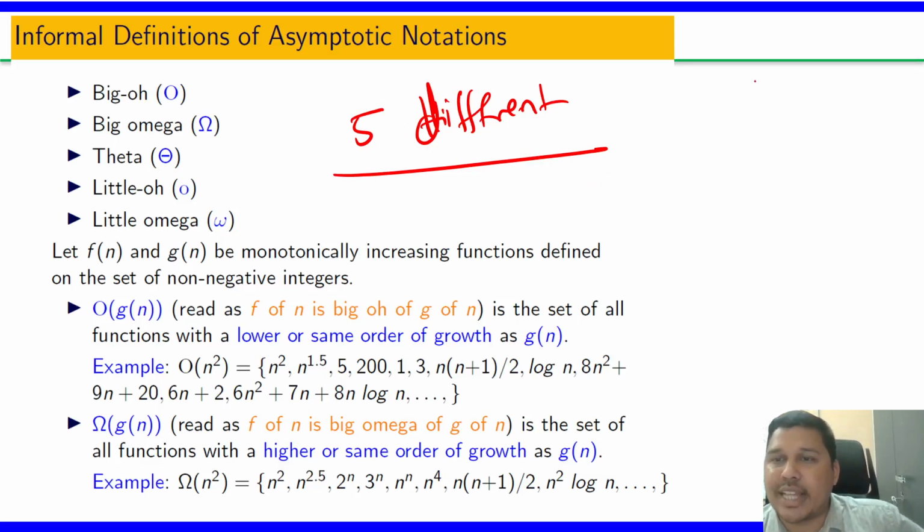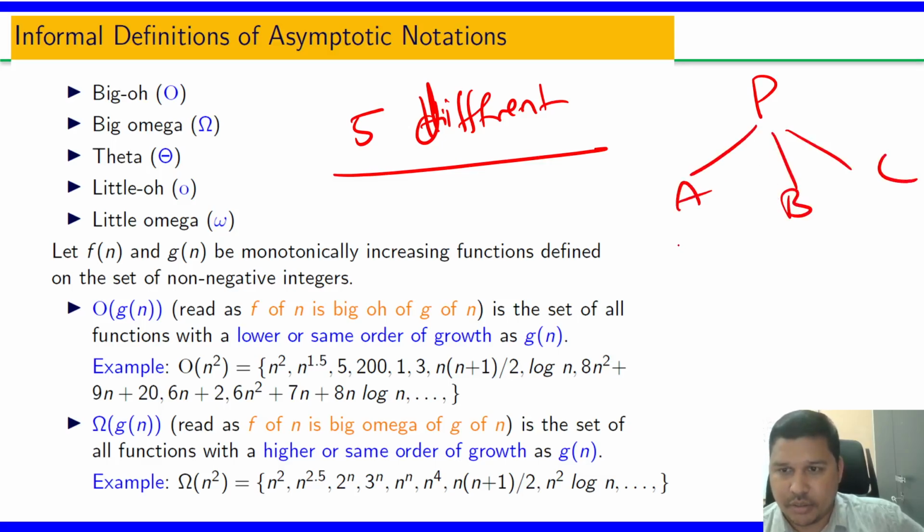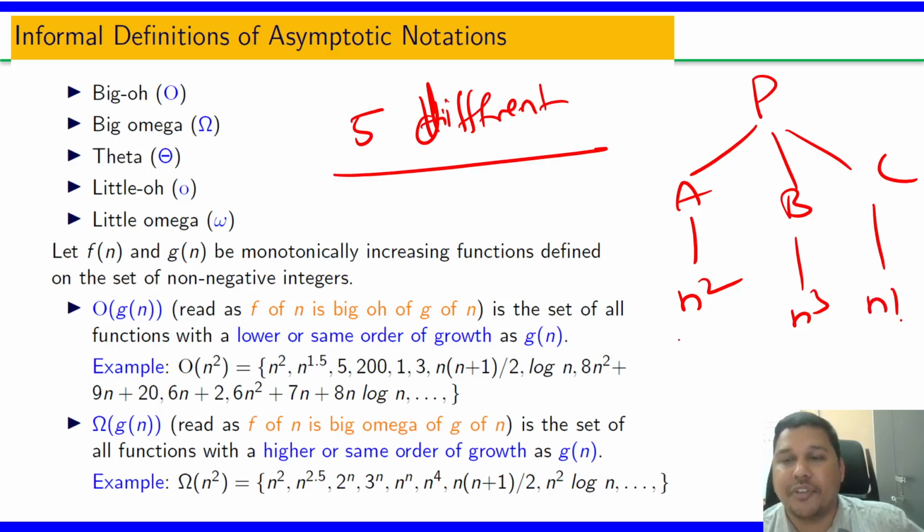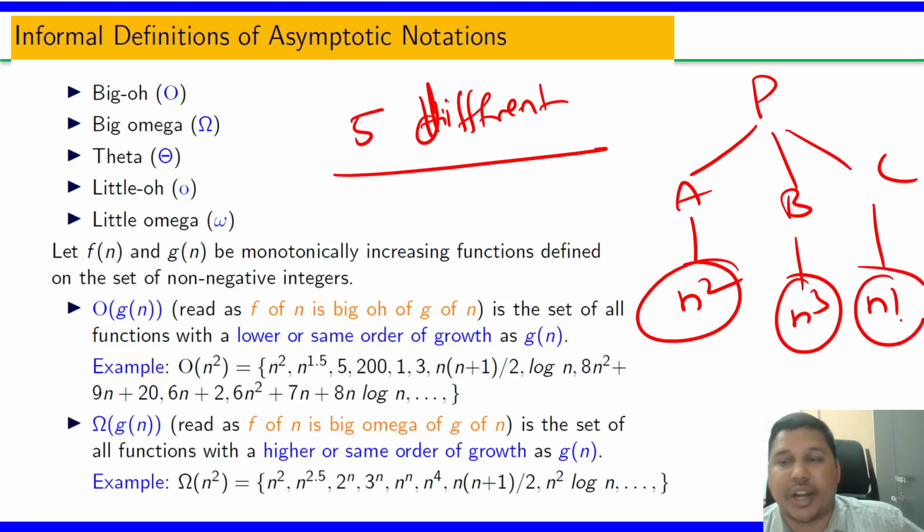What is the use of these notations? Again, I'll go back to our example. Program P, algorithms A, B, and C. I will not talk about running time now. I will talk about order of growth only here. I hope you understand how we got order of growth. Order of growth is derived from the running time, right? So the order of growth of this is n square, this is n cube, this is n factorial, for example, different cases. But we have to have some mathematical representation for this n square, n cube, n factorial.